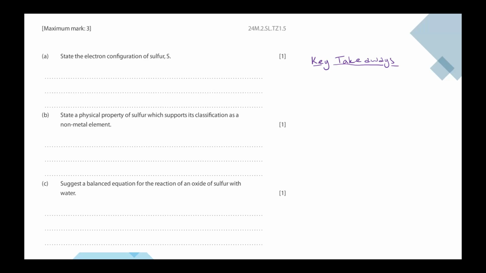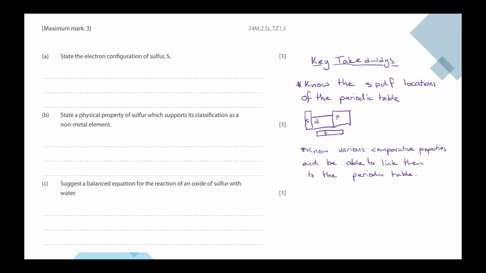Alrighty, so what are our key takeaways? Know the SPDF locations of the periodic table, nice and straightforward. Know your various comparative properties and be able to link them to the periodic table, like the trends and stuff. The other thing, this question B could be a 2-mark answer, or a 3-mark answer actually, if they really were feeling generous. It does happen, but not as likely.